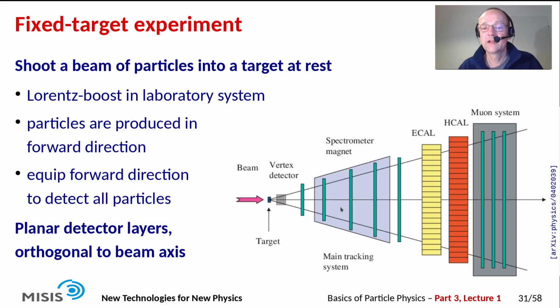So we first have a tracking detector here, we have a magnet in which we bend the trajectories of charged particles in order to measure their momentum. Then we have an electromagnetic calorimeter, we have a hadronic calorimeter, and finally we have a muon system in order to identify muons.